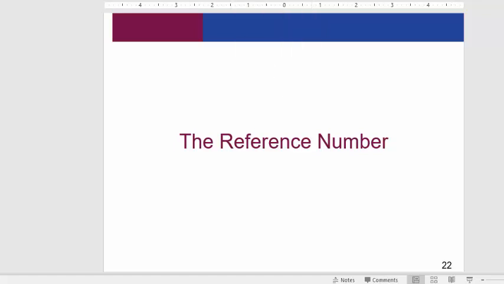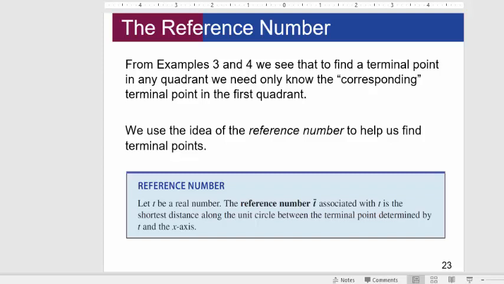We just dealt with this idea of a reference number, but now we're going to formalize it a little bit here, right? We just dealt with it when we were dealing with angles like negative pi over 4 and negative 5 pi over 6. So to find a terminal point in any quadrant, you really only need to know the corresponding terminal point that's in the first quadrant. And that corresponding terminal point in the first quadrant, we're going to call the reference number.